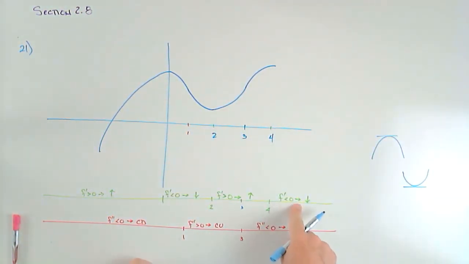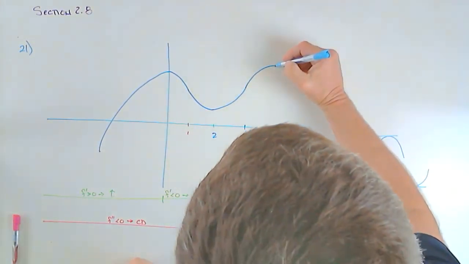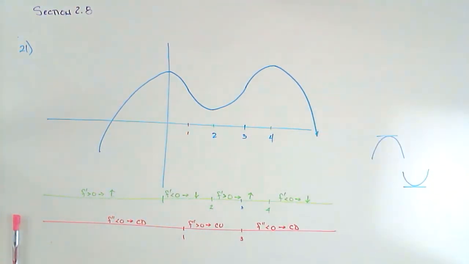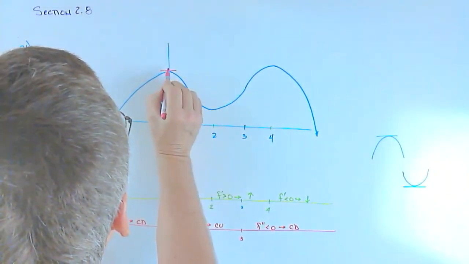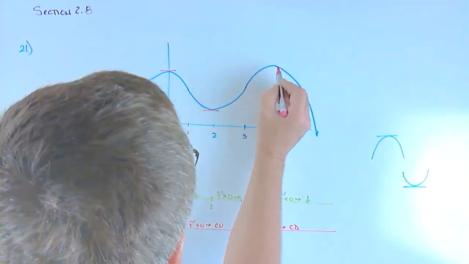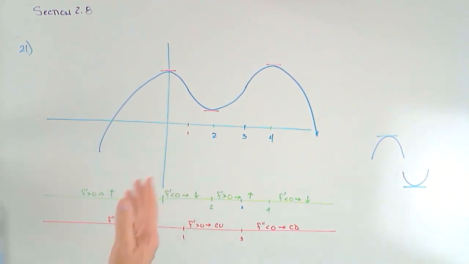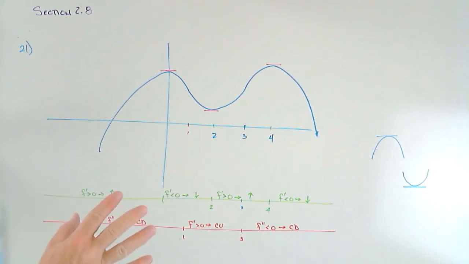Now from 4 on, we're decreasing and we're concave down from 3 on. If we take a look at our graph, our derivative right here is 0, right here is 0, and right here is 0, like they asked us. This chart underneath your graph is a great technique to use to draw these graphs. And we'll be drawing these graphs with this kind of information in various places in the textbook, not just in section 2.8.